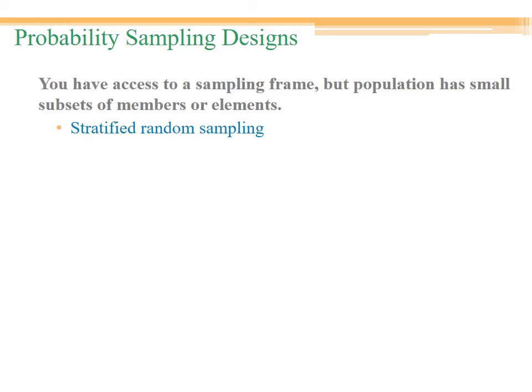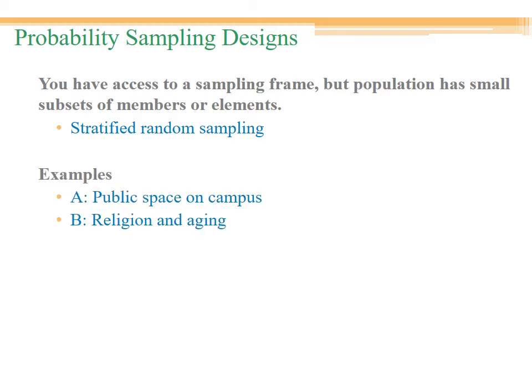So what if you have access to a sampling frame, but the population has small subsets of members or elements? In this case, you would choose stratified random sampling. For example, a study on the use of public space on campus. You're going to sample days to observe the campus, but a week has 5 weekdays and 2 weekend days, and how the campus is used on weekdays is likely very different from weekends.